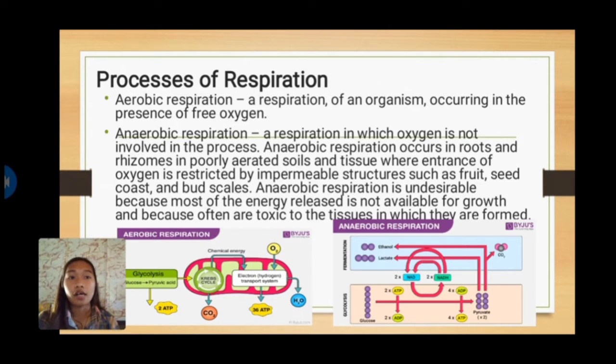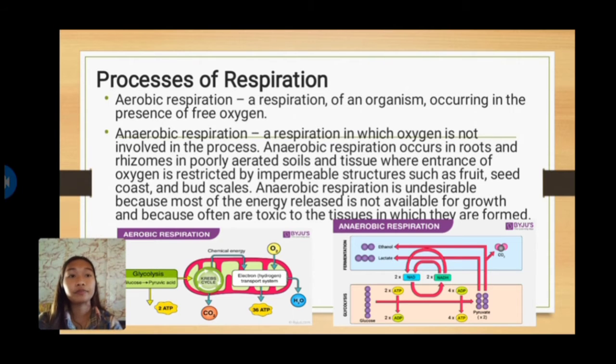Anaerobic respiration takes place in the absence of oxygen. It occurs only in the cytoplasm. The glucose is broken down into ethanol, or ethyl alcohol. It occurs in yeast, some types of bacteria, and also in some plants.